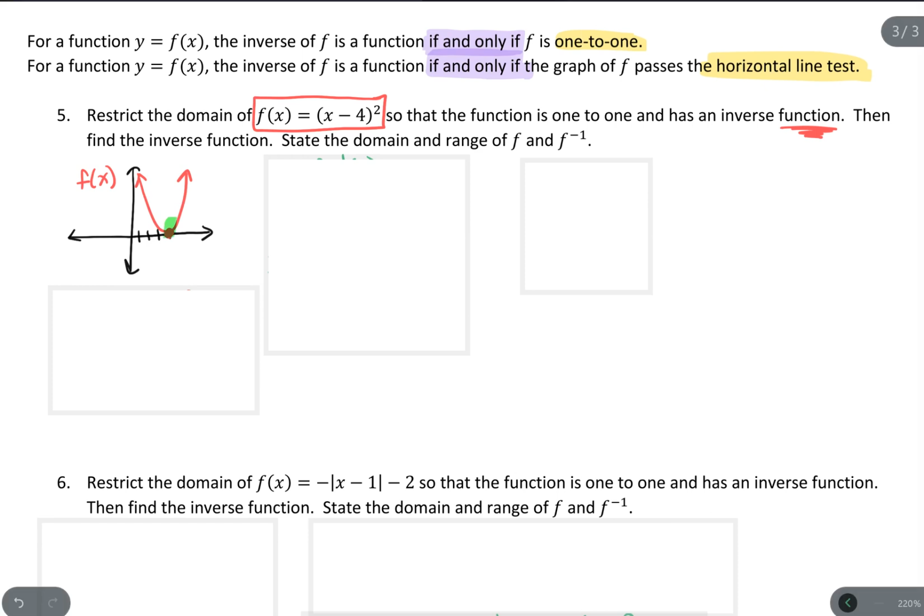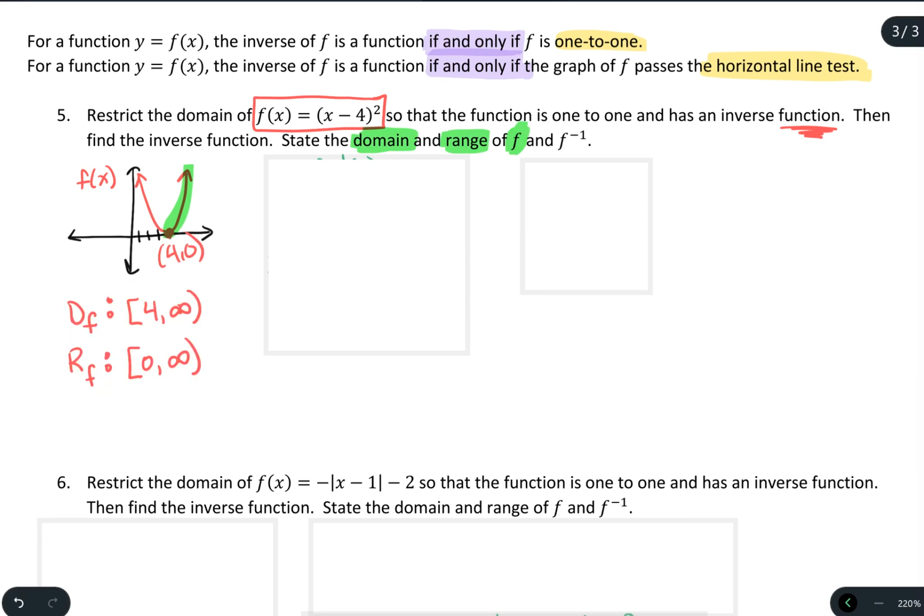So I'm going to keep half from the vertex. It doesn't matter if you keep the right-hand side of the vertex or the left-hand side. I usually pick the more positive side, just as a general rule. So now let's state the domain of f and the range of f with that restriction. My vertex here is at the point (4, 0). So my domain is going to be 4 to infinity, and my range is going to be 0 to infinity, because we're only keeping the part that's highlighted in green.